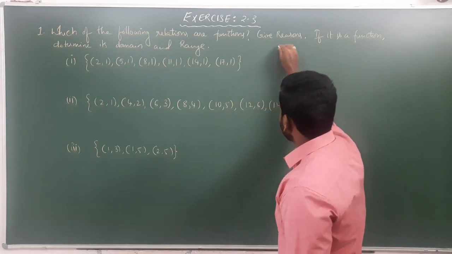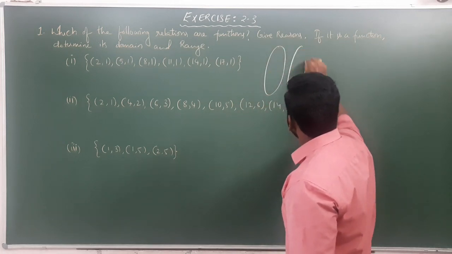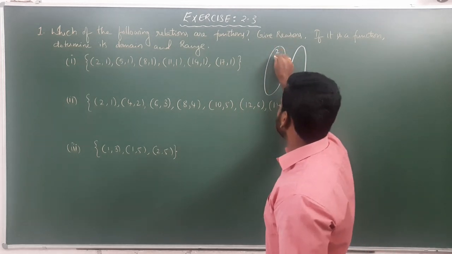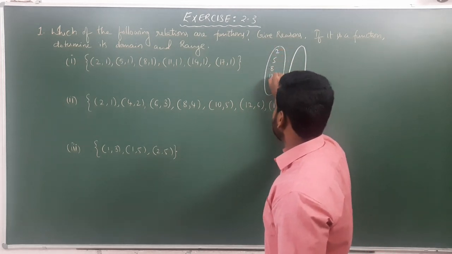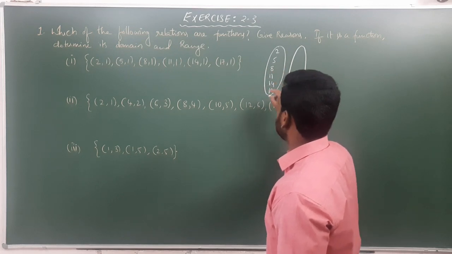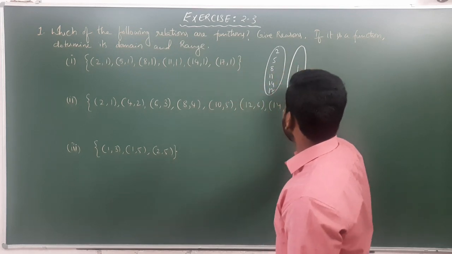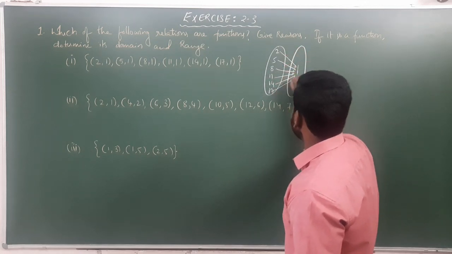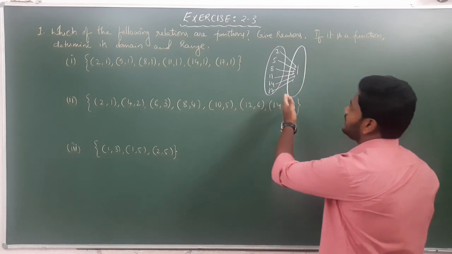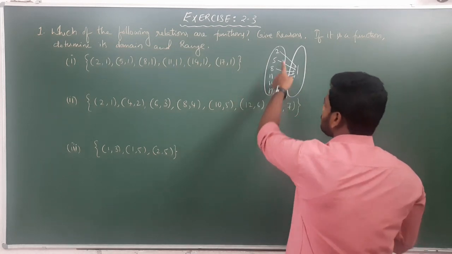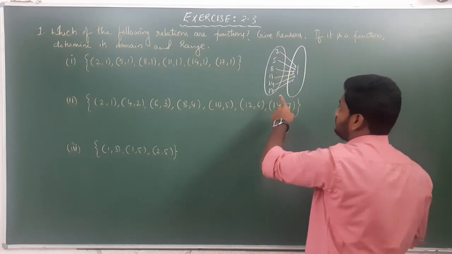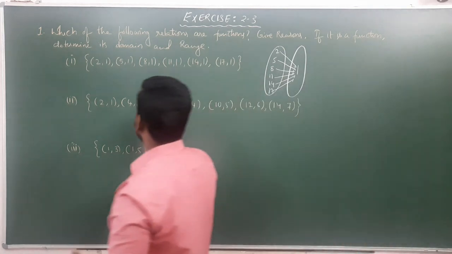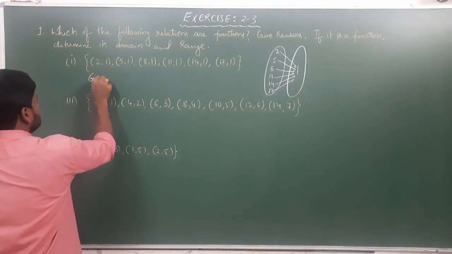So for easy identification, you can draw an arrow diagram. Nothing but this is 2, 5, 8, 11, 14, 17. In the second set, what is there? Only one element. So according to the given relation, you identify this and draw this arrow diagram. Now you identify whether each and every element of the first set has one and only one image or not. So this is a function. So the given relation is a function.